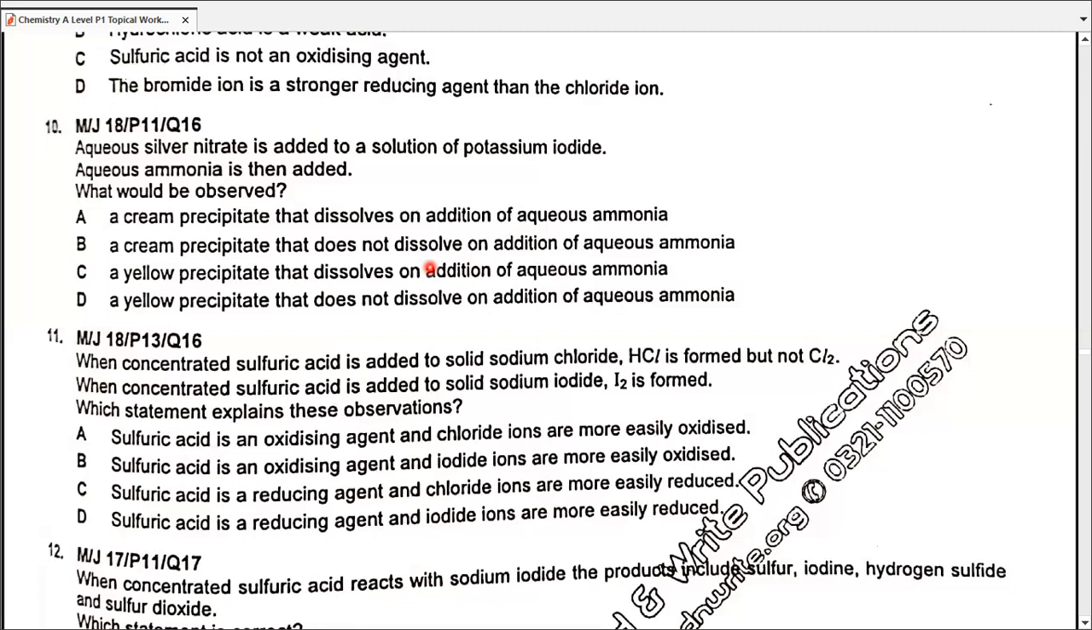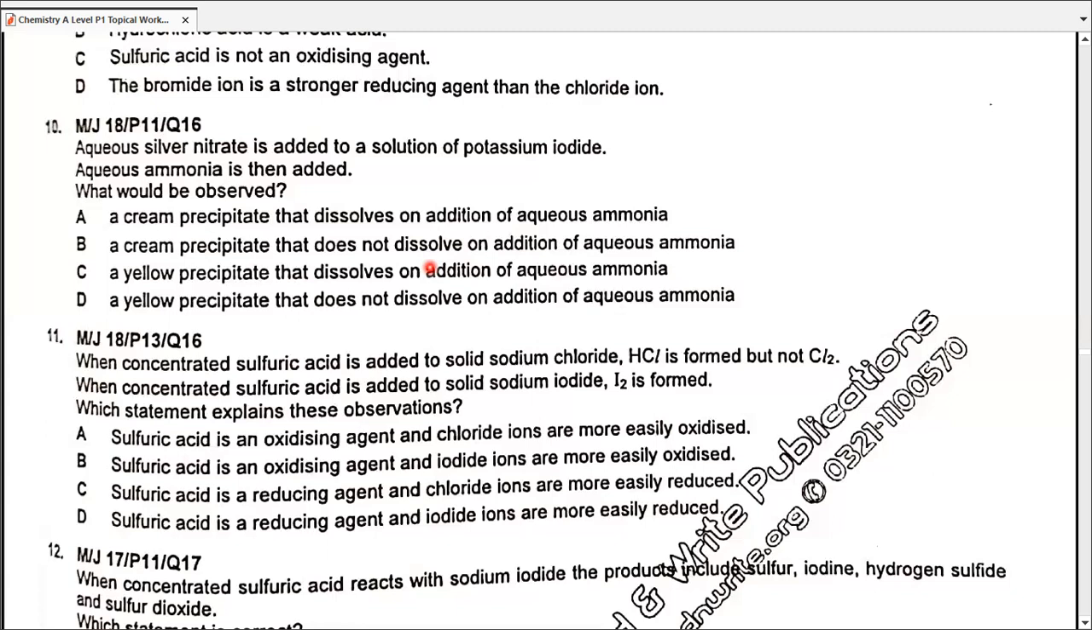Sulfuric acid is not a reducing agent, so it can't be C or D. You need to choose between A and B. B. Sir, B. B, very good.